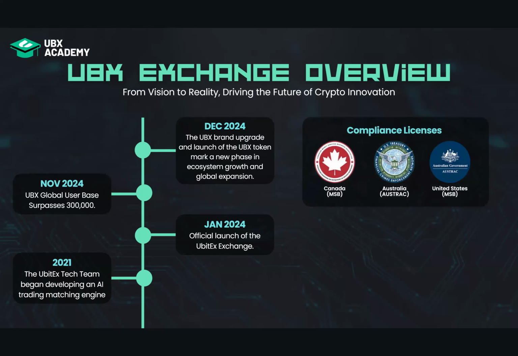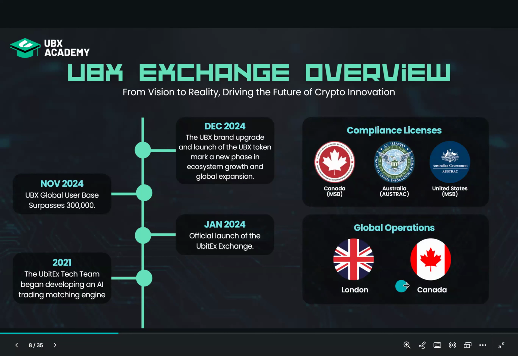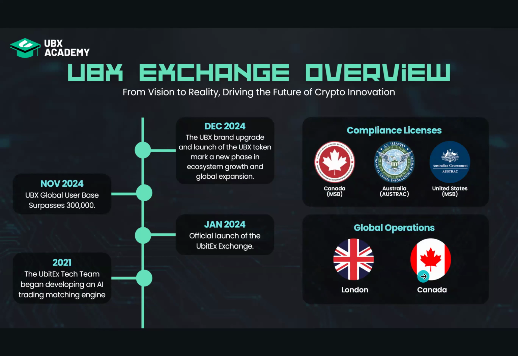Because we do have plans to expand to the Europe side. And currently our Europe side is booming, especially in Germany, England and France. So these are the compliance licenses that we have for Canada, Australia, and the United States. And for global operations, currently we have London, Canada, and also Singapore. The next ones will be Dubai and the United States.